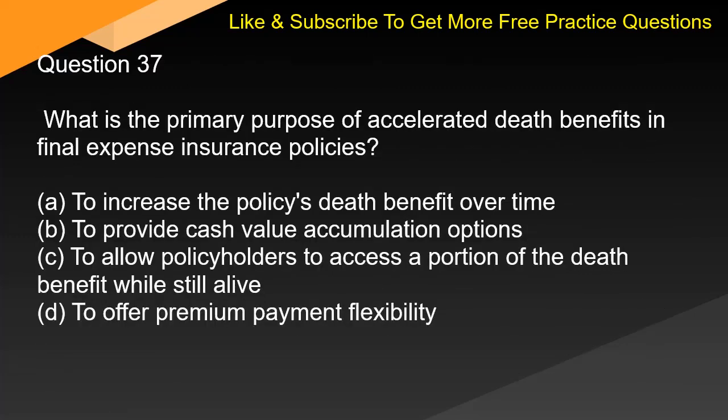Question 37. What is the primary purpose of accelerated death benefits in final expense insurance policies? A. To increase the policy's death benefit over time. B. To provide cash value accumulation options. C. To allow policyholders to access a portion of the death benefit while still alive. D. To offer premium payment flexibility.